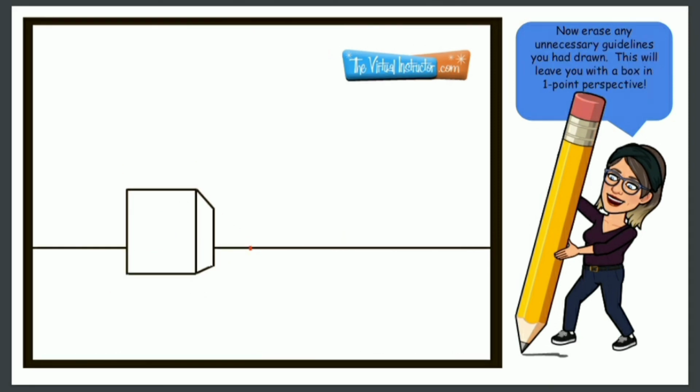Now erase any unnecessary guidelines you had drawn. This will leave you with a box in one-point perspective.